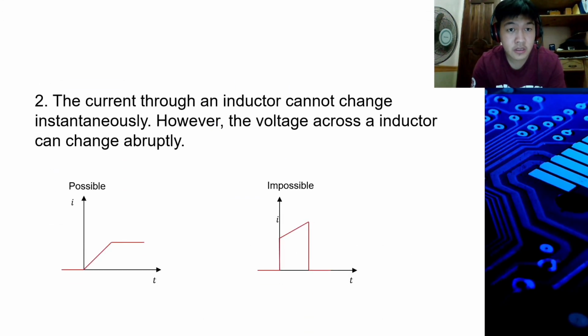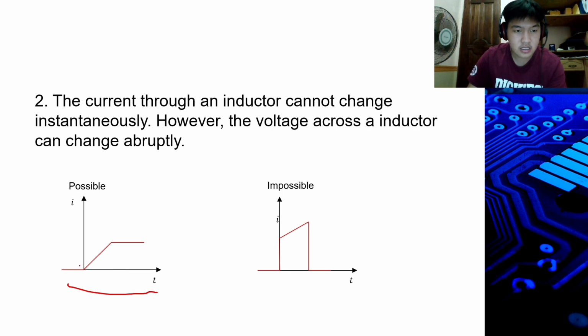So, the current through an inductor cannot change instantaneously. However, the voltage across the inductor can change abruptly. Since the characteristic of the inductor is to resist sudden change in current, therefore we need a waveform that is continuous for the current. So, in this waveform, it does not violate the characteristic.